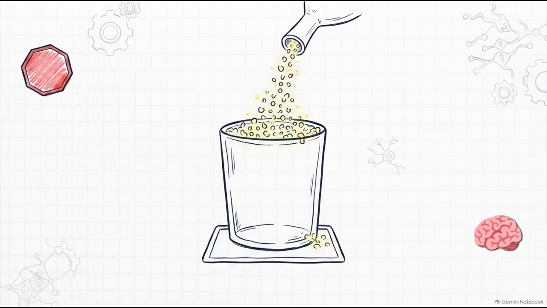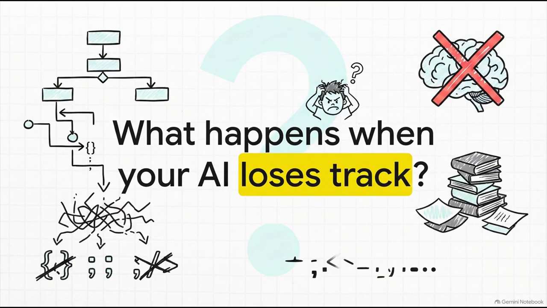Space is finite. It's a stark, unbending reality of computing, right? And it is the absolute truth of your AI coding sessions. No matter how powerful the model or how advanced the tool, the memory space it uses to hold your current conversation has a hard limit. Which leads us to this incredibly frustrating question. What actually happens when your AI loses track?